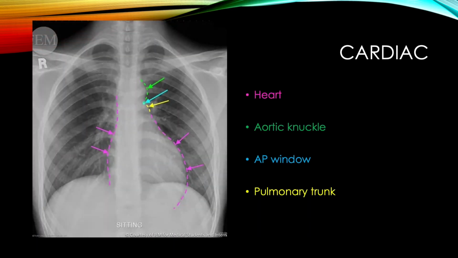Next, C. Cardiac. This part involves the heart and surrounding structures. The heart borders should be clear. The aortic arch and the left pulmonary artery should be visible as two semicircles above the left atrium. The AP window should be concave in the lateral border. If it is not, mediastinal lymphadenopathy and aorta or pulmonary artery aneurysms are possible.